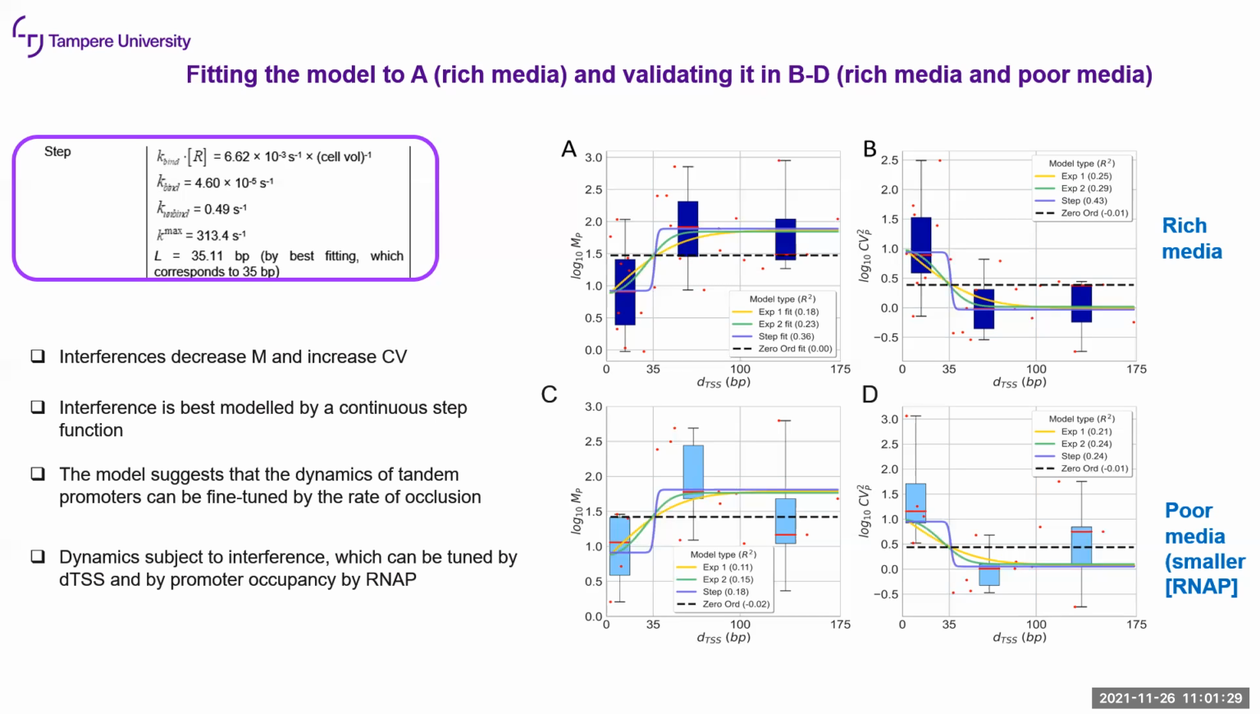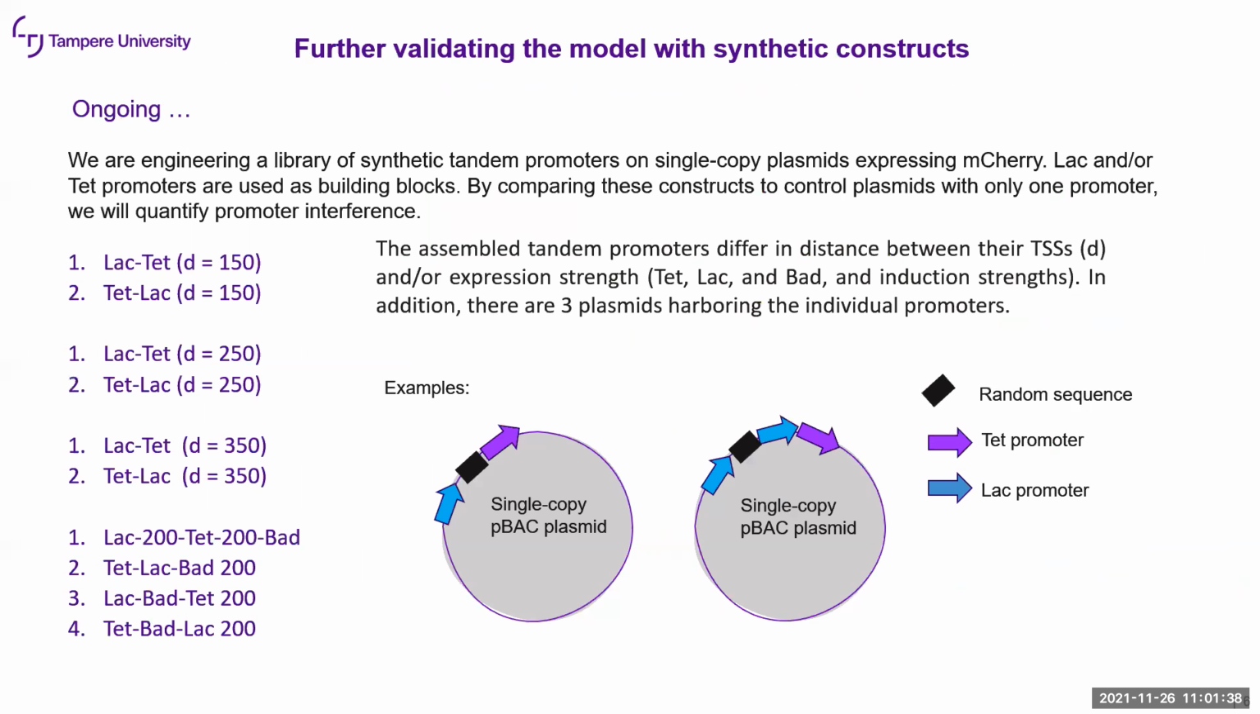Having the model suggesting that that interference can be tuned by DTSS, the distance between the promoters, and by the occupancy, we then went to what we're currently doing now, which is validating these results. For that, we're using synthetic constructs in single copy plasmids. We're using the standard promoters that are used in molecular biology in E. coli, which are the LacO, the TetO and the BAD promoter.